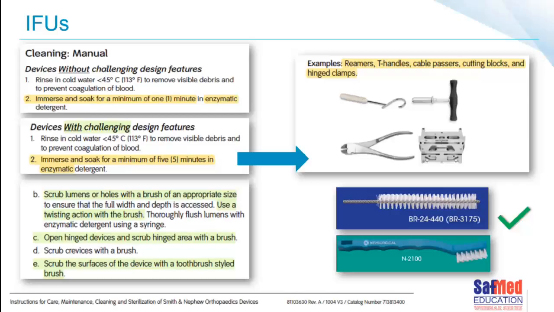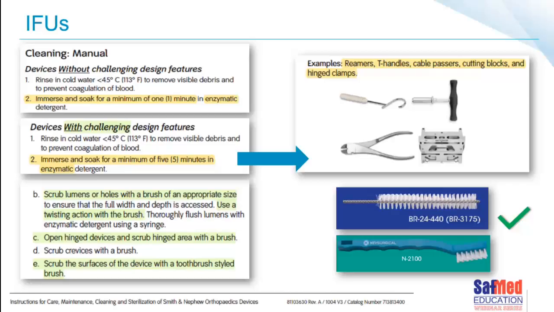Focusing on the devices with challenging design features, they go on to talk about what are challenging design features. Here they speak about reamers, T-handles, cable passes, cutting blocks, and hinge clamps, for example, which are defined as complex parts of their instrumentation. And they talk about pre-rinsing with cold water, immersing and soaking for 5 minutes. So this is just the manual cleaning process. Obviously, there was more to this.